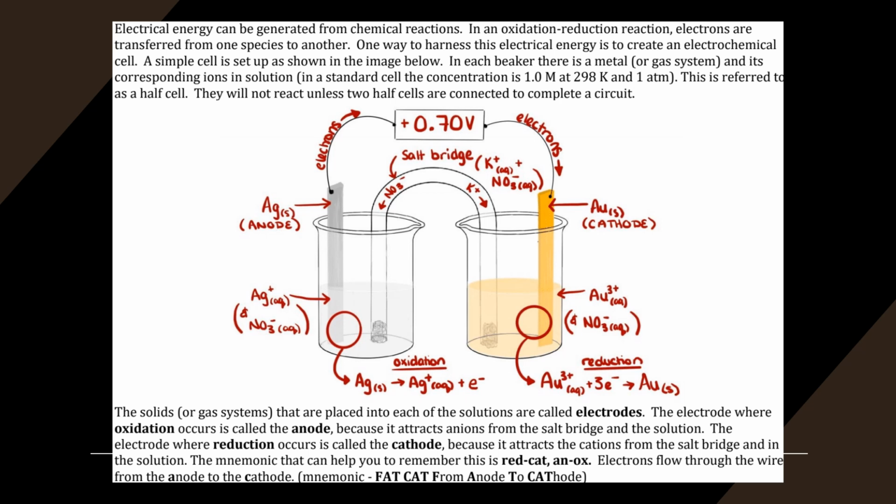The electrode where oxidation occurs is called the anode because it attracts anions from the salt bridge and the solution. The electrode where reduction is occurring is called the cathode because it attracts the cations from the salt bridge in the solution. The way to help remember this: red cat, an ox. So electrons flow through the wire from the anode to the cathode, fat cat, from anode to cathode.